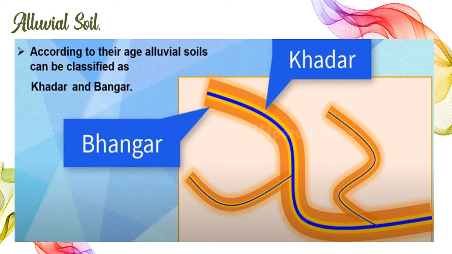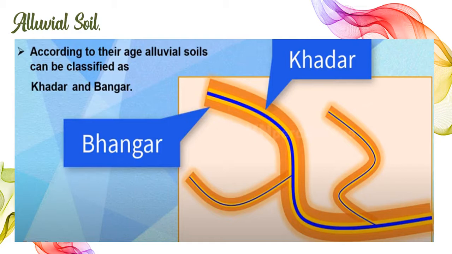Students, let's see the alluvial soil based on the age. According to the age, alluvial soils can be classified as Khadar and Bangar. Khadar is a newer alluvial soil. When the river flows, the fine particles are deposited at the adjacent side of the river. Those fine particles of clay soil are called Khadar. Bangar is also alluvial soil but older. It is just above the Khadar.